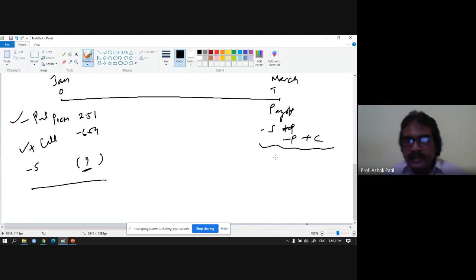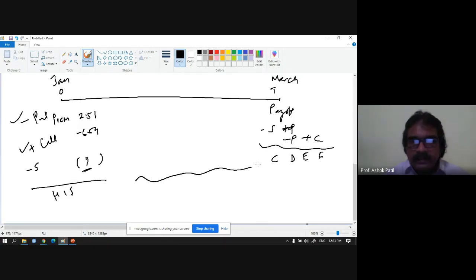So let me write that. I think C, D, E and F columns were the payoff columns. And if I remember it correctly, H, I, J are the columns for the beginning, and the profit will be the difference between these two, which I think is K, L, M, if I'm remembering those columns correctly. So now you can go back and share.